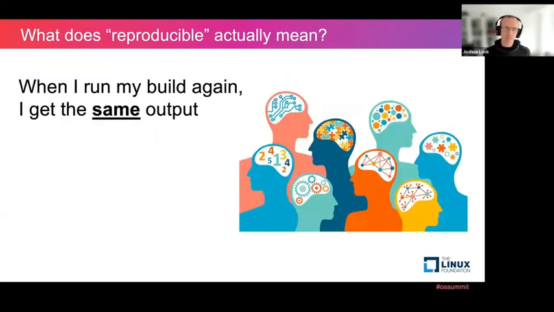So now we know what reproducible actually means: when I run my build at two arbitrary points in time, regardless of the build machine, I get the same bit for bit identical output. I don't need to inherently trust my build service, which gives me choice, gives me flexibility and peace of mind.